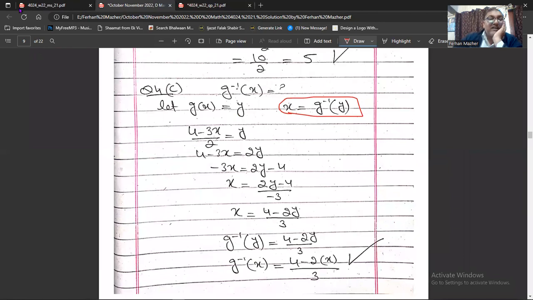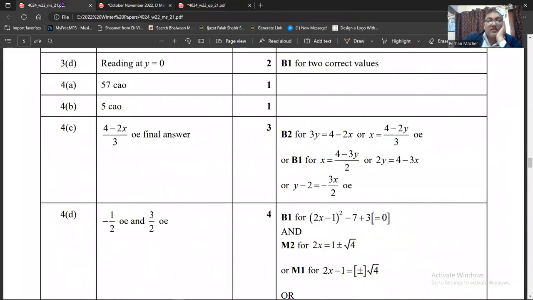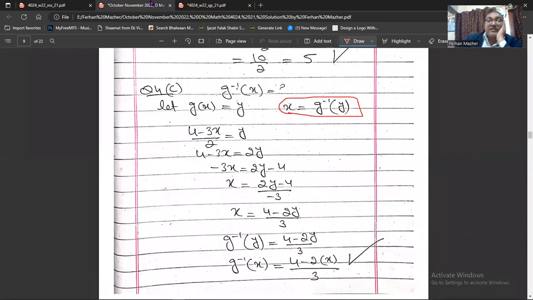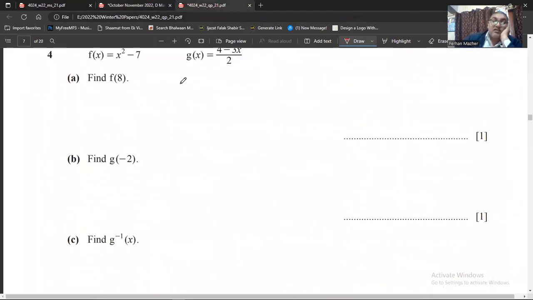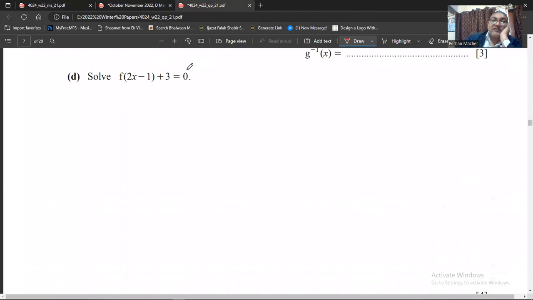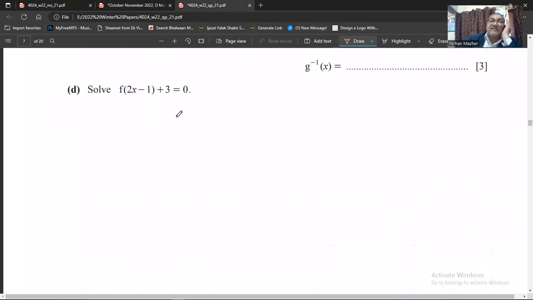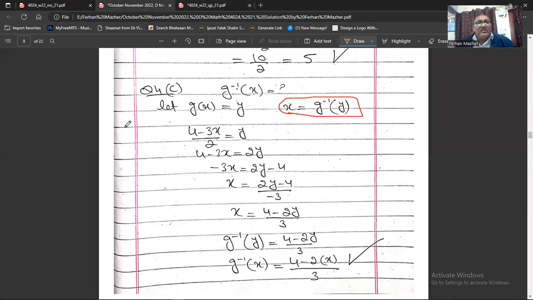The whole part is showing up on your screen. Let's check. 4 minus 2x whole thing divided by 3. Our answers are right. Okay, so now they say it's a 4-mark question. He says f of 2x minus 1 plus 3 is equal to 0. Okay, very simple, straightforward question.